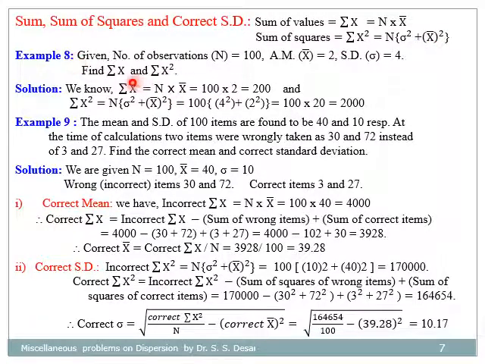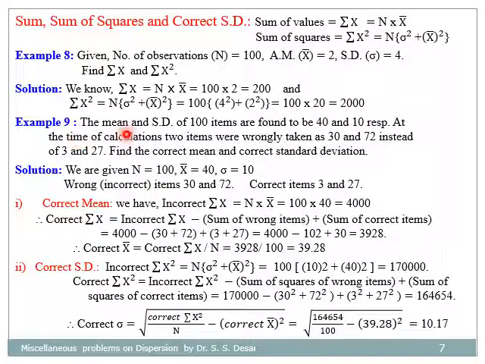So the first problem is like this. Given number of observations n is equal to 100, arithmetic mean is equal to 2 and standard deviation is equal to 4. Find summation of x and summation of x square. So we know summation of x is equal to n into x bar, that is equal to 100 into 2 equal to 200. Sum is 200 and summation of x square is equal to, using this formula, 100 into sum of 4 square plus 2 square. This sum is 20, so equal to 100 into 20, 2000.